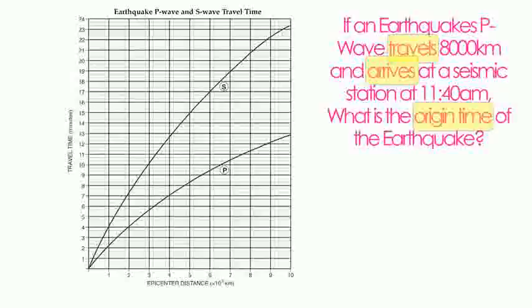So what is given to you that you can use right off your chart? 8,000 kilometers. So you find 8,000. They're talking about the P wave. You bring it up to the P wave, you follow it across. Turns out to be about 11 minutes.